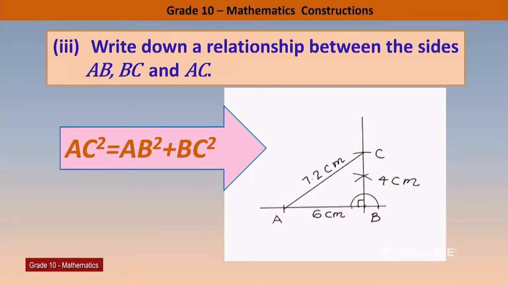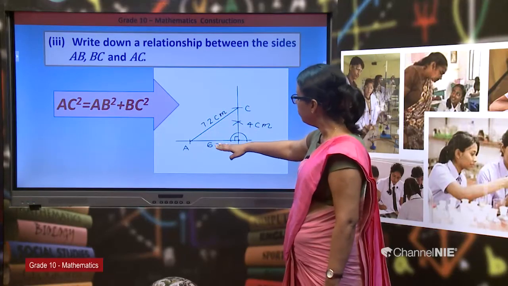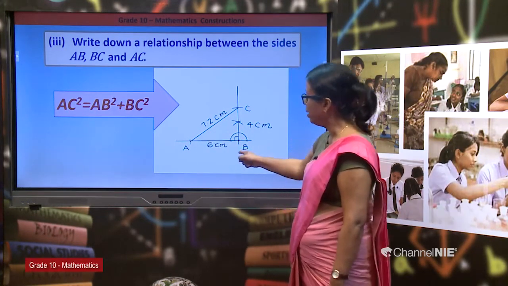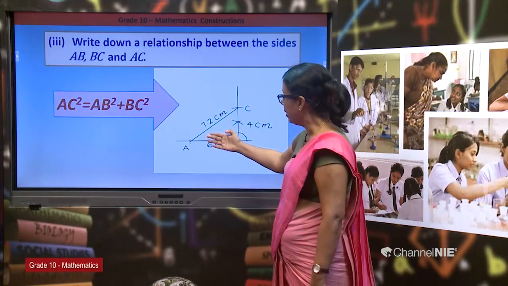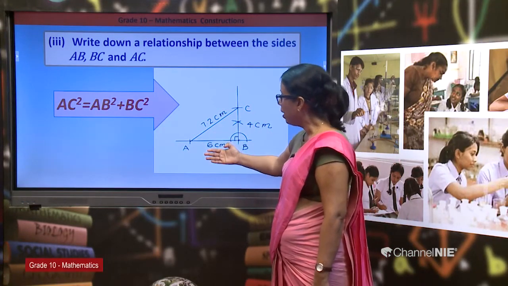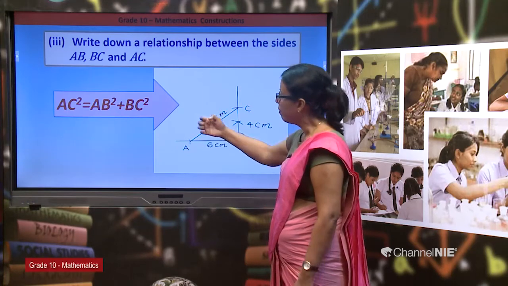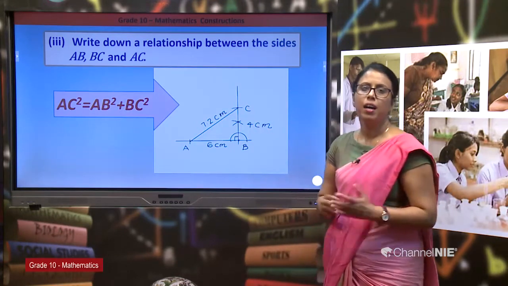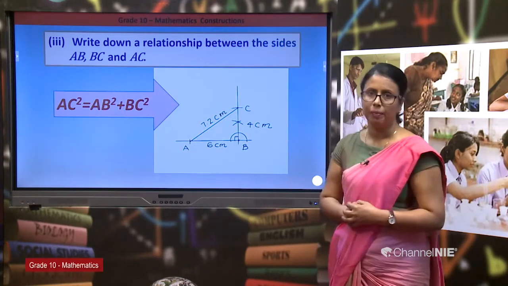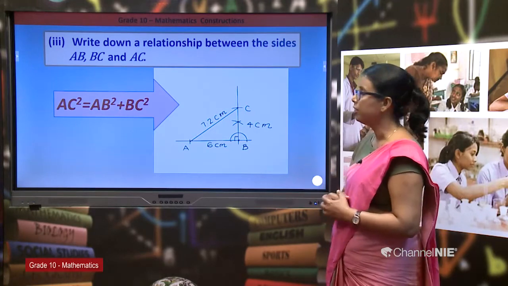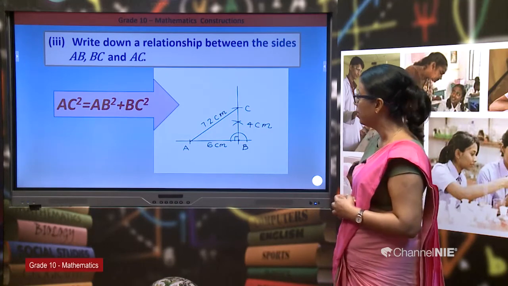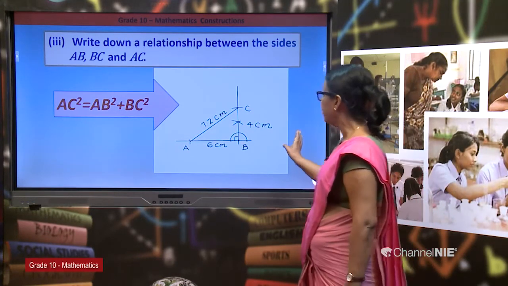AC squared equals, next these two sides, when we take the length of AB, if we take a square on AB, that is AB squared. The area of the square on AB, we can write AB squared. Area of the square on BC, we can write BC squared. I hope you remember Pythagorean's theorem. So, we can find a relationship between AB, BC and AC using Pythagorean's theorem. Let us go to the next question.